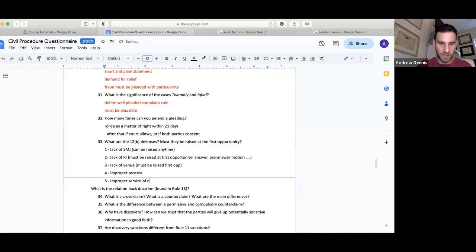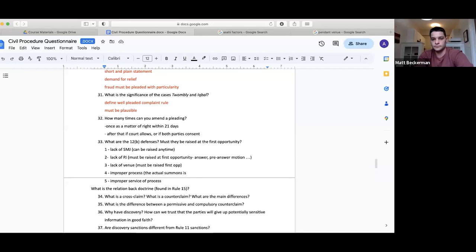So, like, the process server is 17, or you took too long to serve it, or you went to a person's house and gave it to the gardener. These are all improper methods of service, and these have to be raised at the first opportunity. The actual summons or the way it was delivered. Yeah. So 4 and 5 seem like they're the same, but they're actually different. It's not a huge distinction that anyone really cares about.